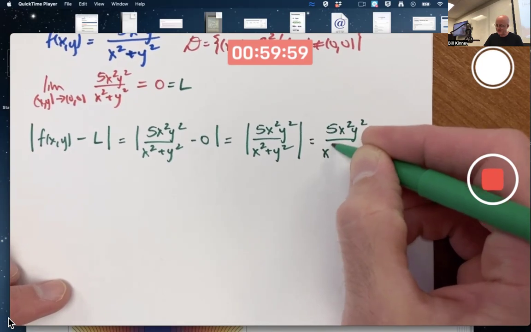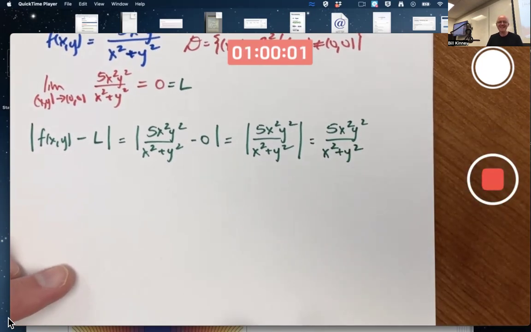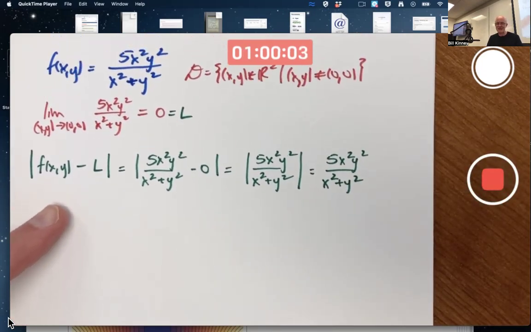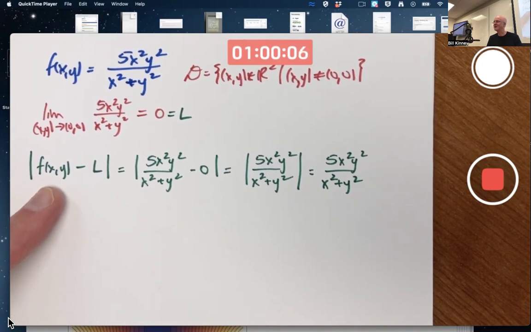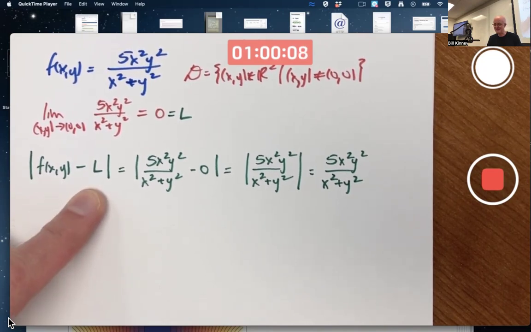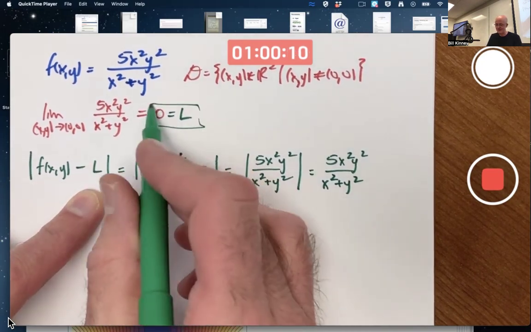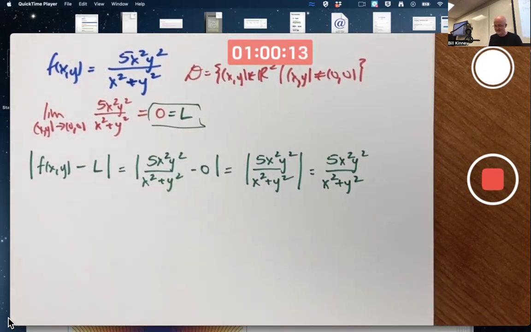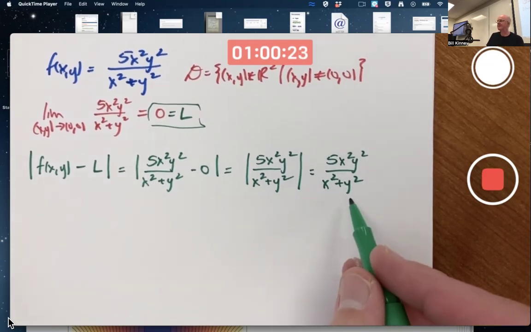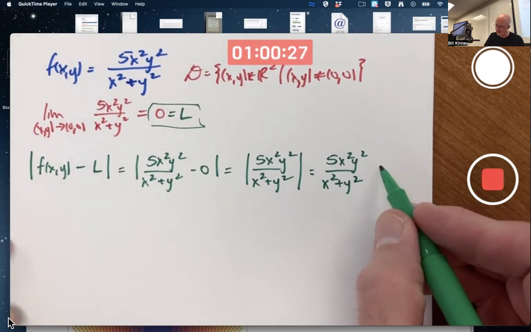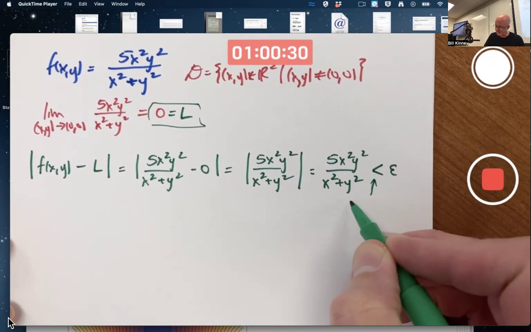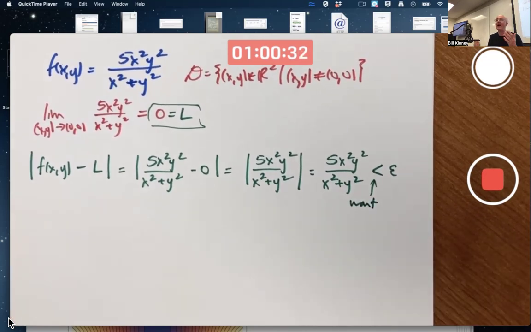So it doesn't feel like we've done much. We've verified that for this example, the absolute value of the function minus the limiting value that we claim is the truth, L equals 0, is the same as the function itself. And remember, I want to make this as small as I like, less than any given epsilon. I want that to be true, no matter how small epsilon is, as long as x and y are close enough to 0.